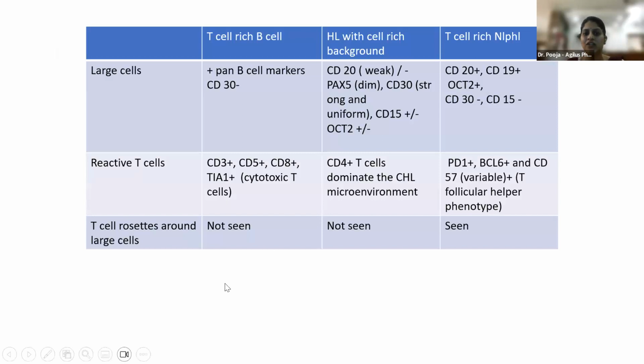The only thing that I would like to bring to light is that when you look at the background of the T cells, in a T-cell rich B-cell lymphoma, usually they are CD3, CD5, CD8, and TIA positive, so they are cytotoxic T cells. In a Hodgkin's lymphoma, usually they are the CD4 positive T cells that predominate. And in a T-cell rich NLPHL, they are of the T follicular helper type of T cells.